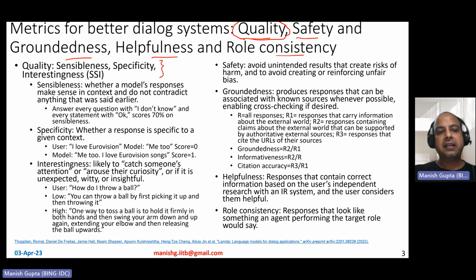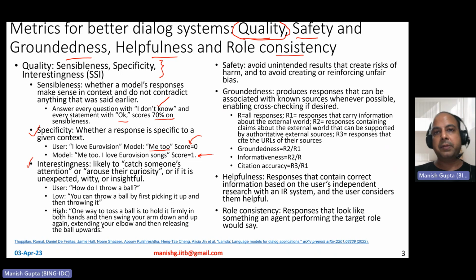However, sensibleness is not enough as a metric, because a model could just answer "I don't know" for every question and "okay" for every statement, and still score 70% on sensibleness. And therefore, there need to be other metrics to check for quality as well. For example, specificity, which checks whether a response is specific to a given context. So, for example, if a user says "I love Eurovision" and the model says "me too," that's not enough, right? That basically gets a specificity score of 0. However, if the model says "me too, I love Eurovision songs," that gets a specificity score of 1.